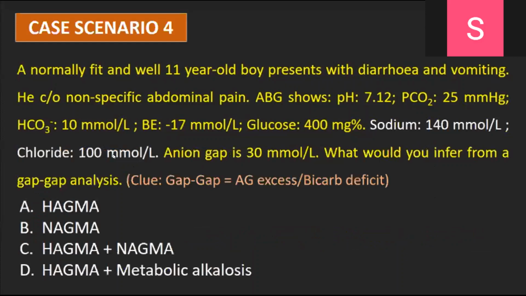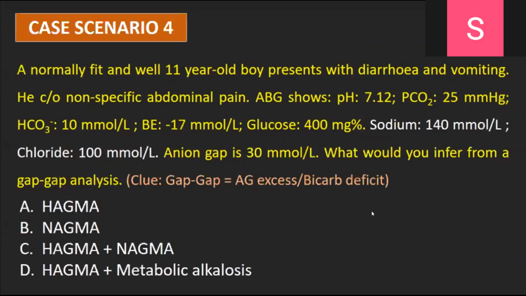Okay. Now the same patient, now we know anion gap is 30 millimoles per liter. Let's do gap analysis. Whenever we have metabolic acidosis and anion gap is also there, we'll have to do next, look for mixed disorder. Anirudh, can you do gap analysis? The clue is already there.